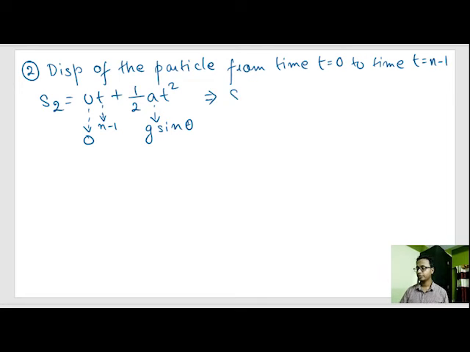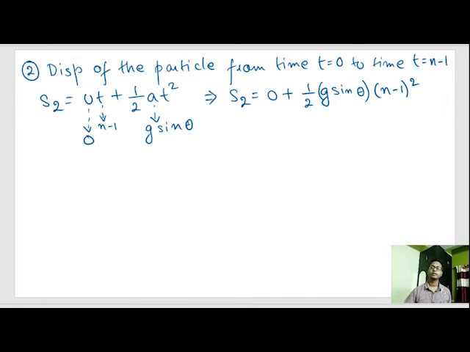So S2, the displacement from t is equal to 0 to t is equal to n minus 1, is equal to 0 plus half g sin theta into n minus 1 square. This is our S2, or we can neatly write it as S2 is equal to half n minus 1 square into g sin theta.